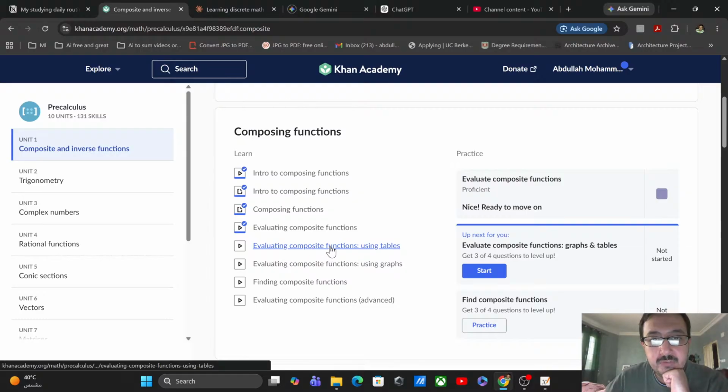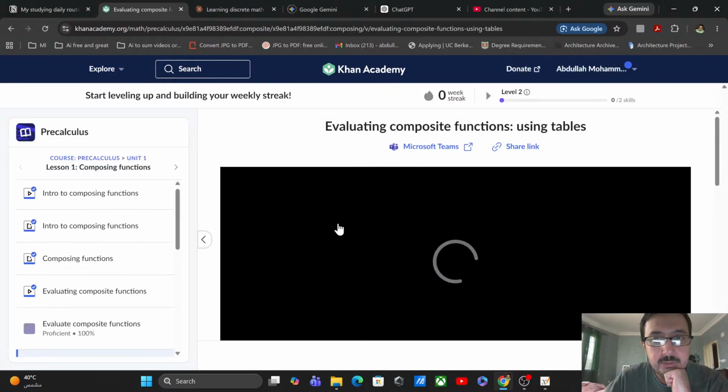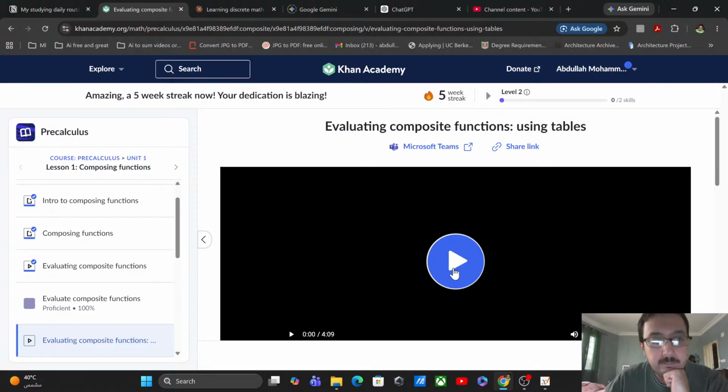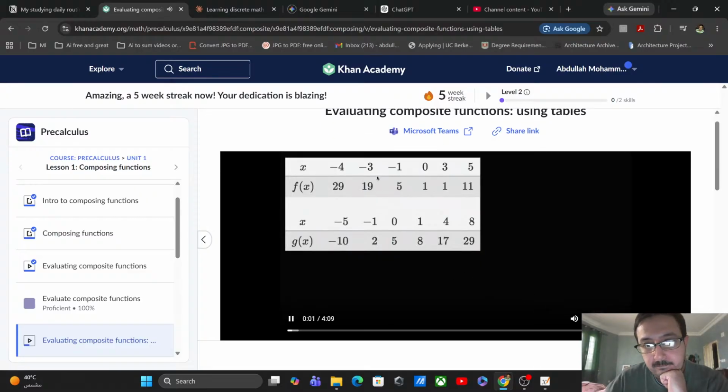Evaluating composite functions using tables. So we have some tables here that give us what the functions f and g are when you give them certain inputs. So when you input -4, f of -4 is 29. That's going to be the output of that function. And so we have that for both f and g.